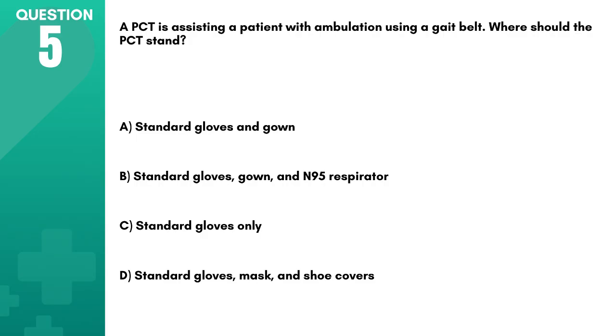Question 5. A PCT is assisting a patient with ambulation using a gait belt. Where should the PCT stand? A. Directly behind the patient, slightly to the side. B. Directly in front of the patient, facing them. C. Beside the patient, on the side they are less likely to fall towards. D. Slightly behind and to the side of the patient, within arm's reach.